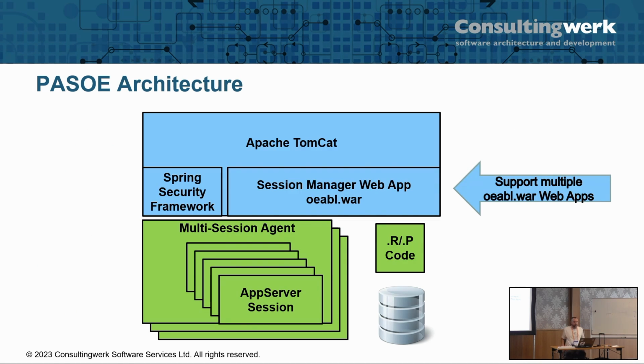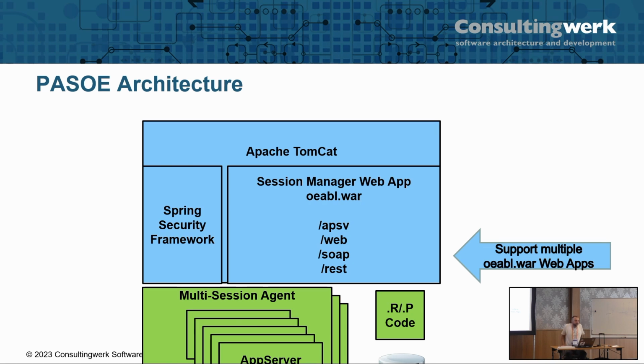So how does that look? Well, we have the Apache Tomcat on top. We have something called the Spring Security Framework, which handles your authorization. And we have then a session manager web app, the OEABL.war. Under that lives the multi-session agent, and I think it's _pro adsv.exe on a Windows machine. And no, that is not the same one as we had on the classic app server. And here you can run again .r, .p files or classes.